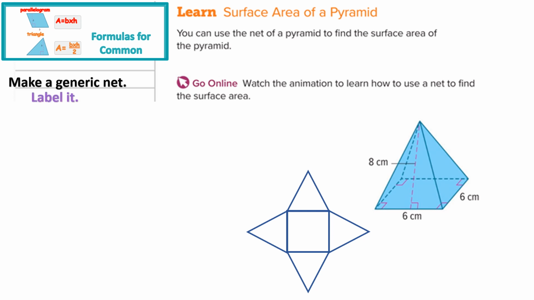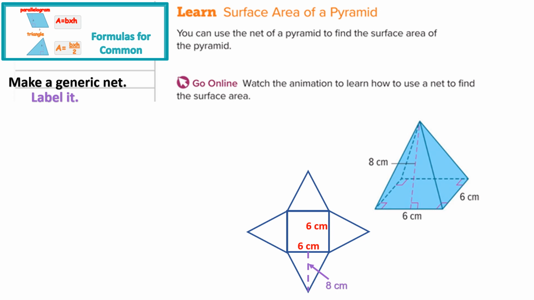And then I have to label it. So I'm going to label it with the measurements that are given. I can see that the base of this particular pyramid has measurements of 6. Both sides would be 6 because it is a square. So I'm going to measure both sides as 6. And then I should know that whatever the sides are of those squares, those are also going to be the bases of each of the triangles. So I know already the measurement for the base of the triangle. Now I just need to label the height. So that slant measurement, or that vertical height, is 8 centimeters.